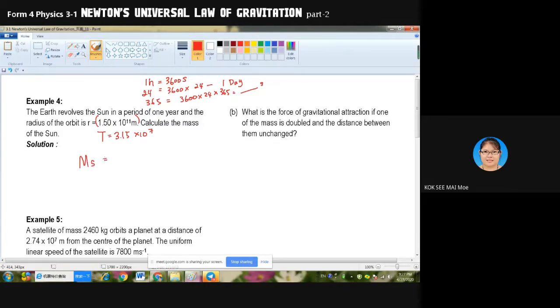The question never gives you the velocity, so we need to use 2 pi r. So apply 4 pi squared r cubed over T squared G. Okay, again the same thing. Find what is the mass of the sun. Yeah, I give you some time because the numbers are too large.